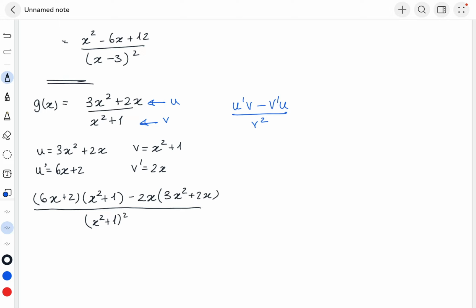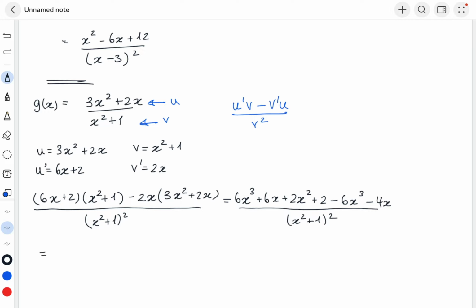We can distribute the numerator if you want. So we'll have 6x multiplied by x squared is 6x cubed. 6x multiplied by 1 is 6x. 2 multiplied by x squared is 2x squared, and 2 multiplied by 1 is 2. Minus negative 2x multiplied by 3x squared is negative 6x cubed, and negative 2x multiplied by positive 2x is negative 4x, all over x squared plus 1 all squared.